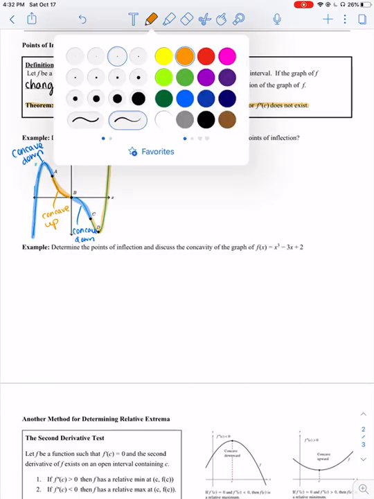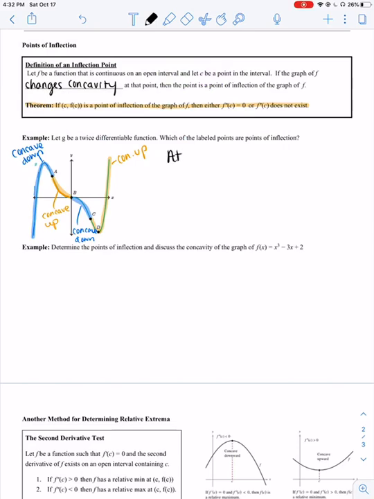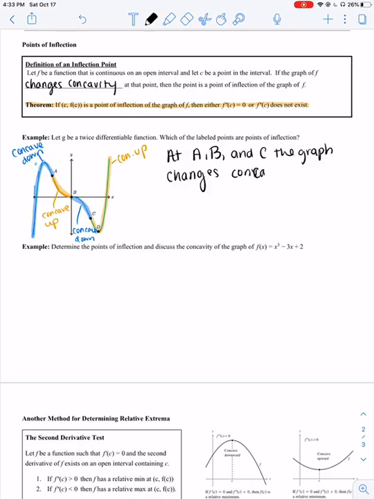At A, B, and C, the graph changes concavity. Switches concavity is another way to say it. Therefore, these points are points of inflection.